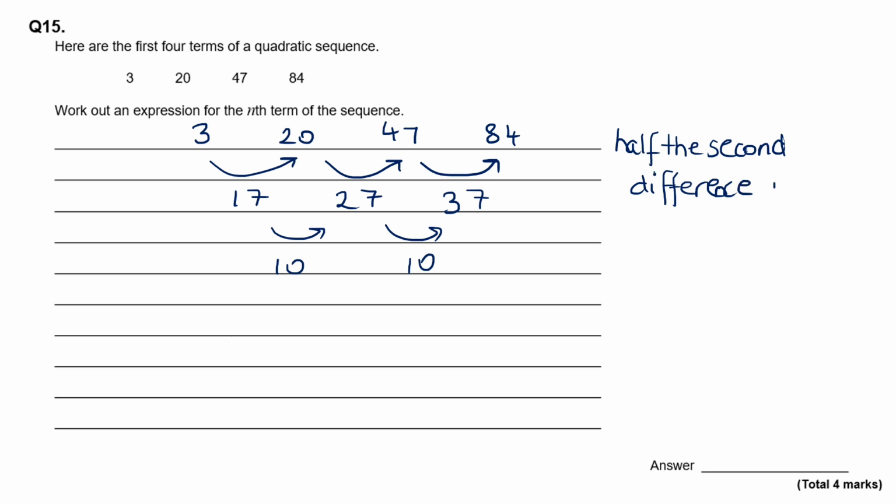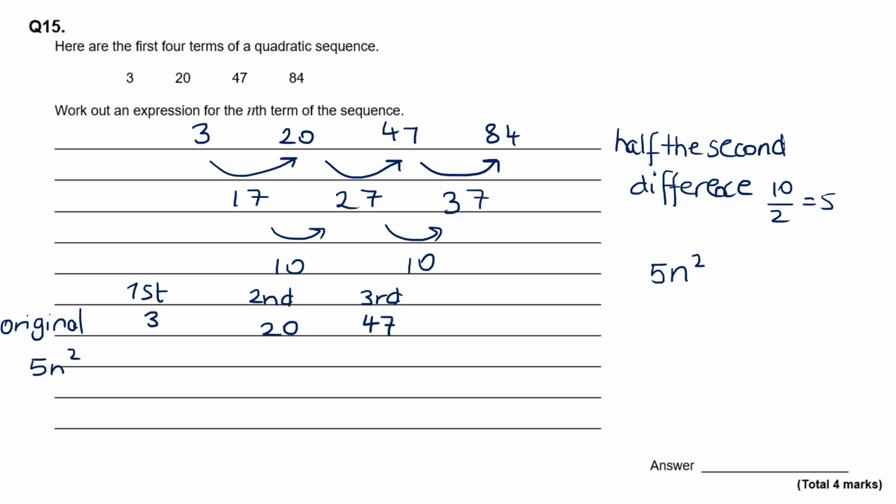Half the second difference, which is 10 divided by 2, gives you 5, which means my nth term starts off with 5n squared. The first, second and third terms of the original sequence were 3, 20 and 47. I'm just going to focus on the first 3 first. To find the terms of 5n squared, I substitute 1 in for the first term, then 2 for the second, and 3 for the third.